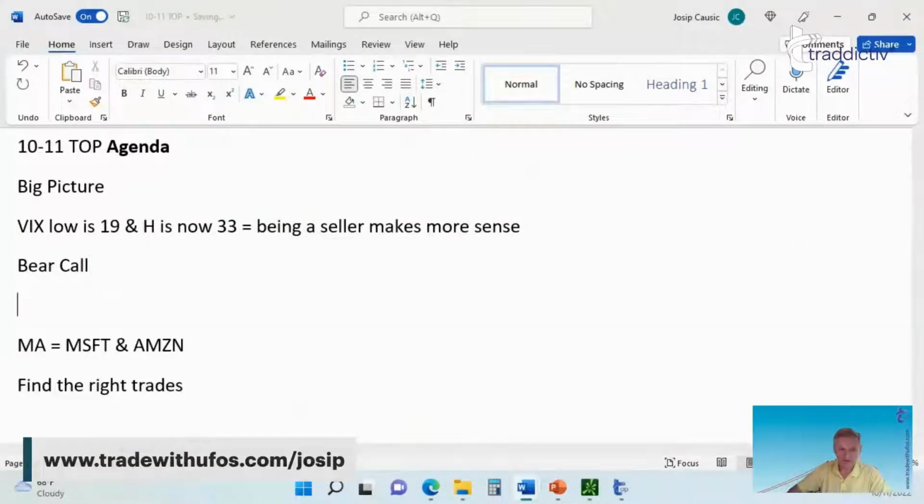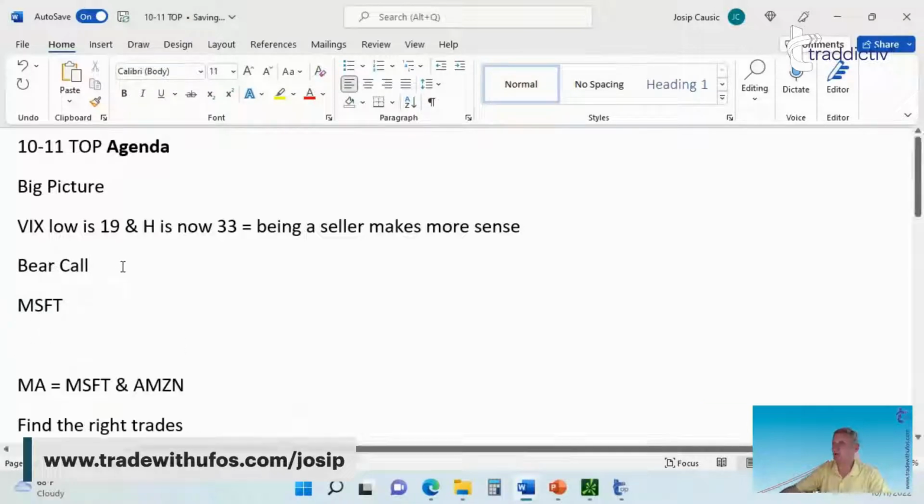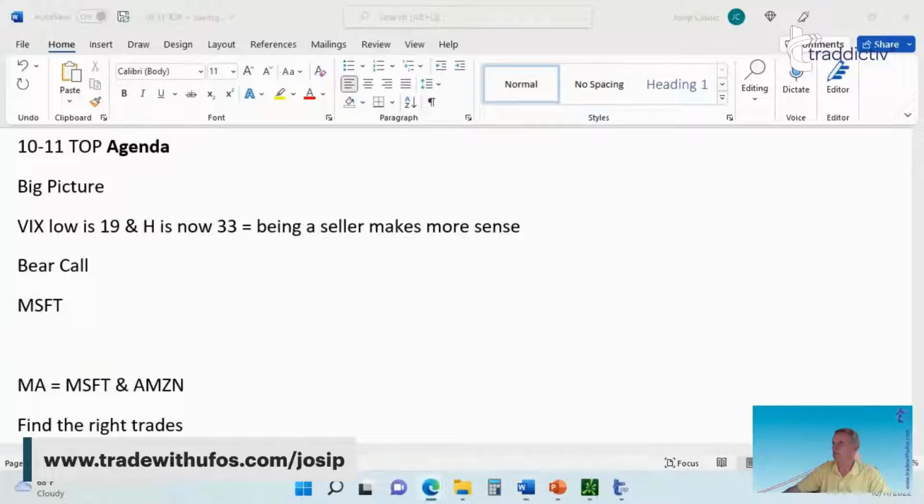So if I'm going to hit the bear call spread on the Microsoft, I want to make sure that you're aware that Microsoft is currently trading. Let me just pull this up when I bring in my trading platform here. I'm going to type in the trading platform and it's going to populate.